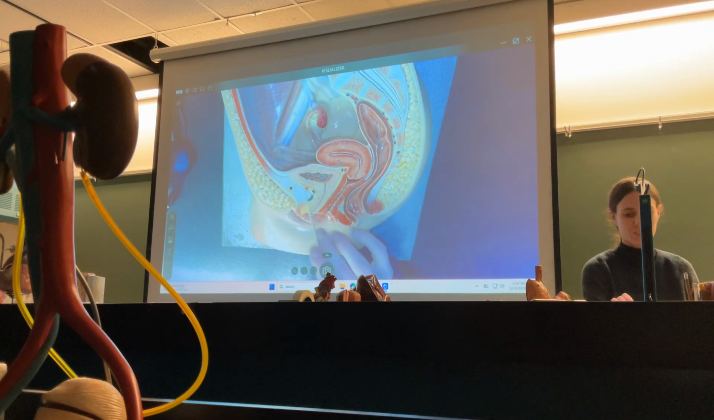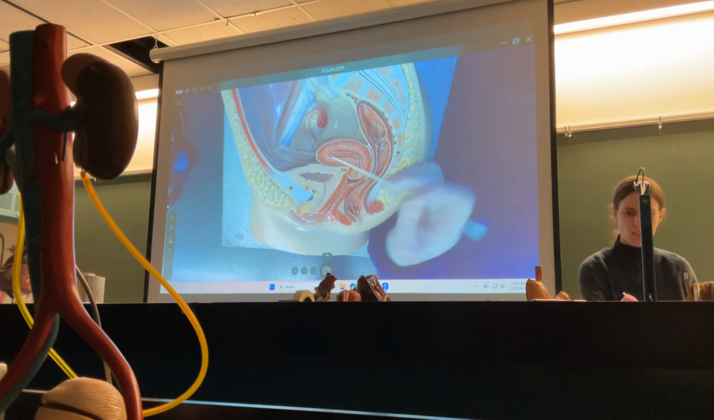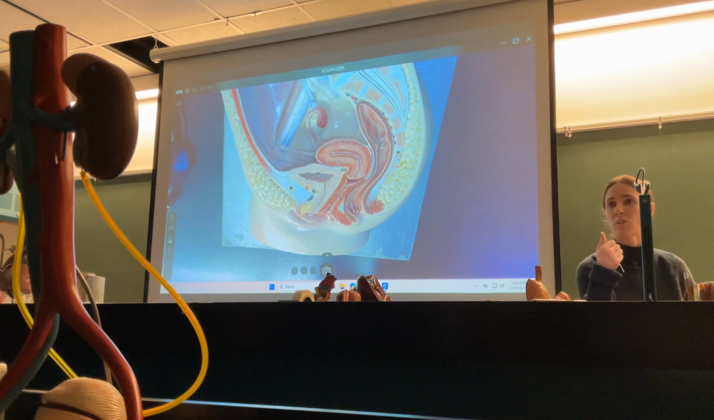Detrusor muscle. So that's going to be the more anterior. What is this structure then? Uterus. Good. What are the layers of the uterus? Parametrium, myometrium, endometrium. Yeah, good. The parametrium, the myometrium, and the endometrium.